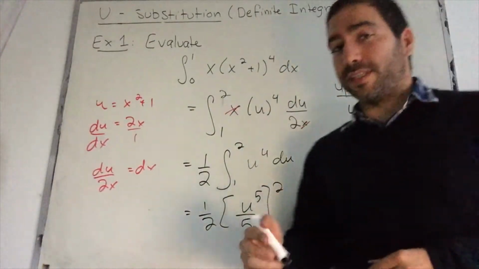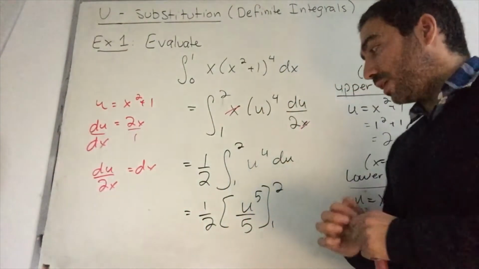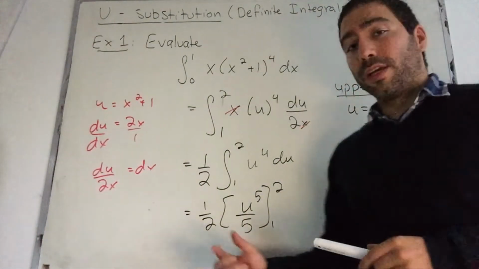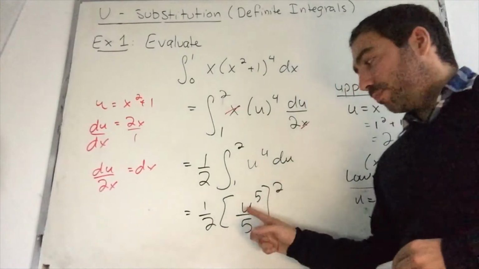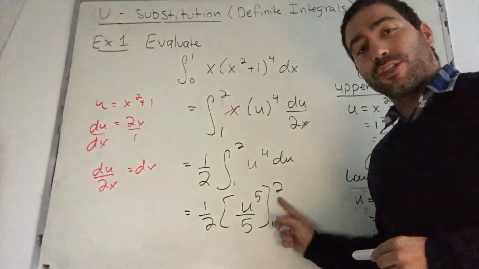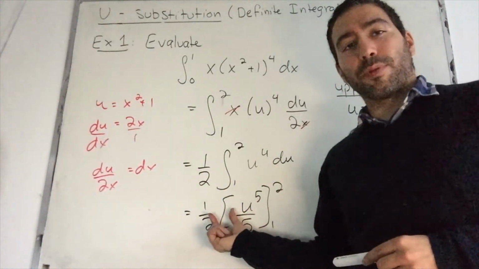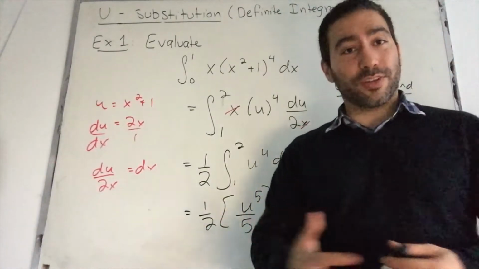And we're applying FTC part 2, where we evaluate at the upper bound and the lower bound. Now, you do not have to go back in terms of x. Because it's defined from 1 to 2, we change the bounds. We could just substitute the upper bound 2 and the lower bound 1 and get our answer, and we're done.